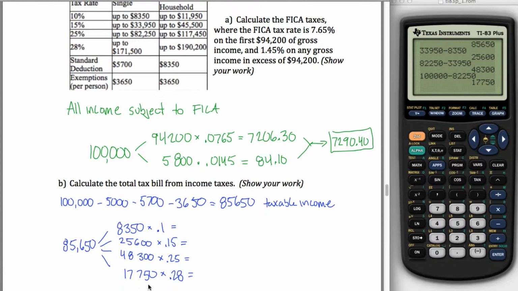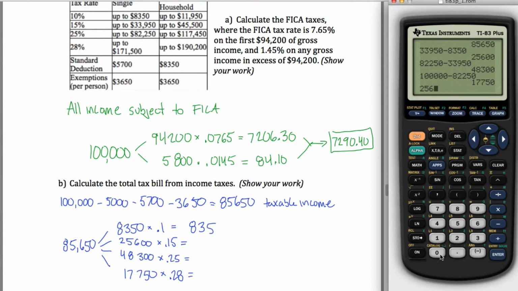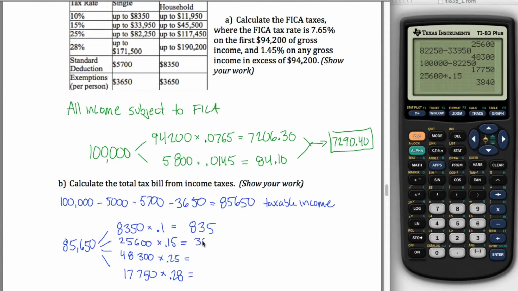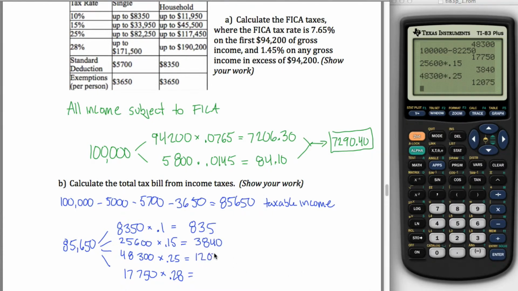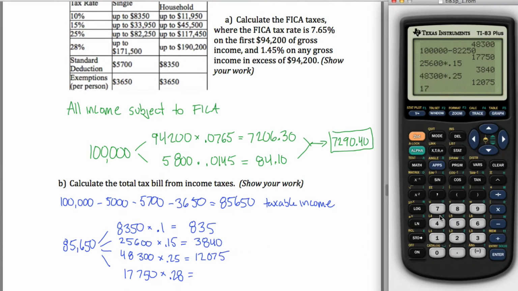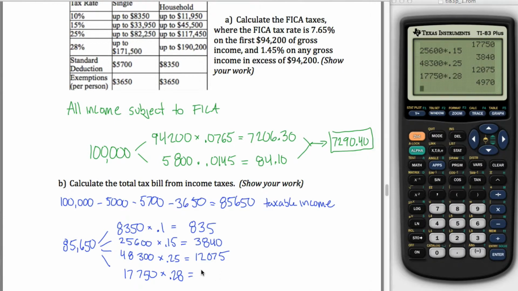Note, if you add up these four numbers, you'll get this $85,650 in my taxable income. So if we multiply these through, let's see, this first one will give me $835. The rest I'm going to do with the calculator, $25,600 times 15%. I get $3,840. And then 48,300 times 0.25 gives me a lot of money, 12,075. And then finally 17,750 times 0.28 is equal to 4,970. So this is the money that I'm paying the government in income tax.